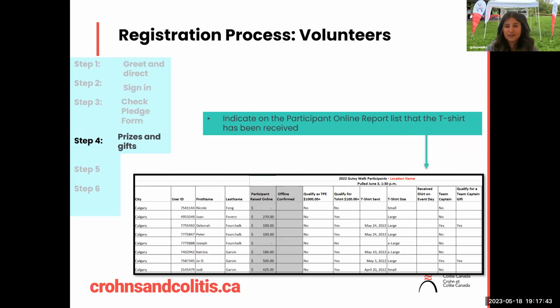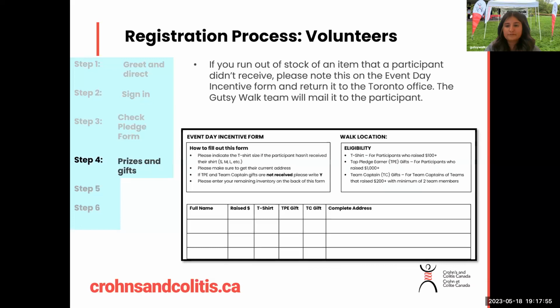And again, I think I just mentioned this to tick it off in the report if they have received the item, and if they haven't received the item, they then go on to the incentive receive form. So this is the form that you're going to want to fill out if you have any participants who have raised the $100 and they didn't receive their t-shirt, or even if you run out of any of the other items. This is where you'll have their name.